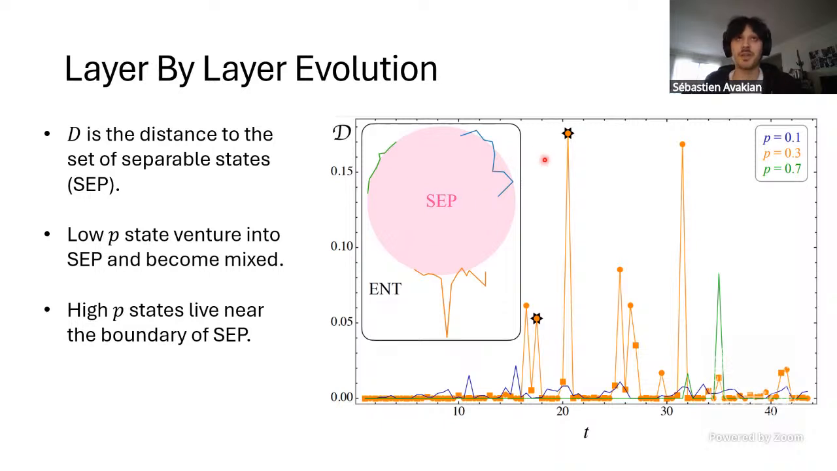As another extreme, one could imagine the high P regime, where we basically always have a product state. But it's known that product states live close to the boundary of this set of separable states, which means it doesn't take much for them to become entangled: only a few unitary layers, and you can get a small kick out of it. And in this moderate P regime, close to the transition, it's possible for very large spikes to occur.